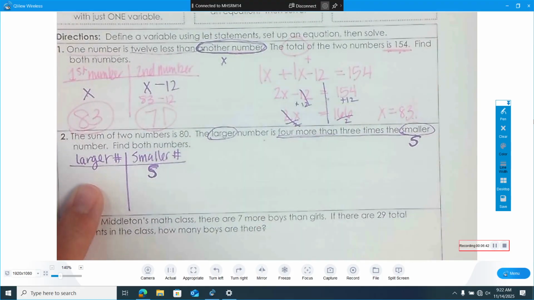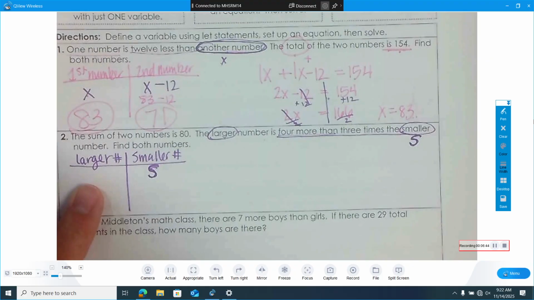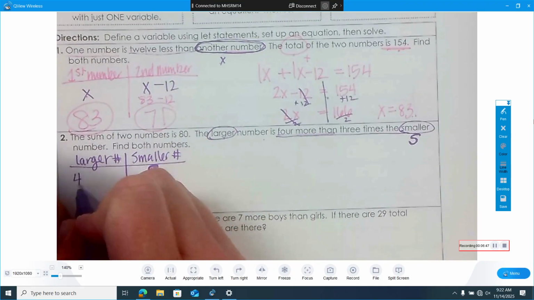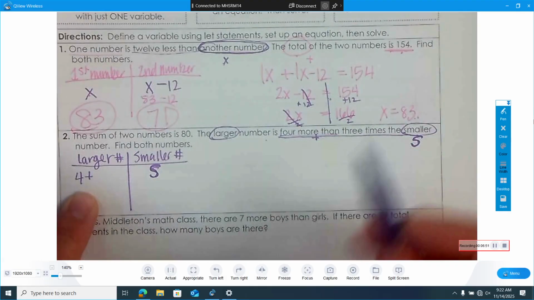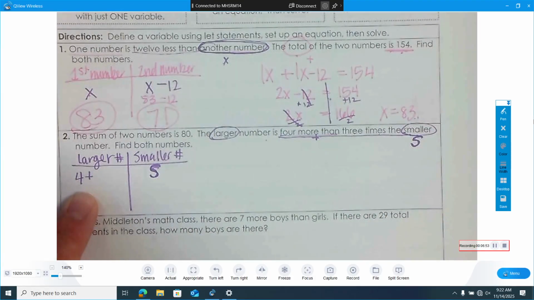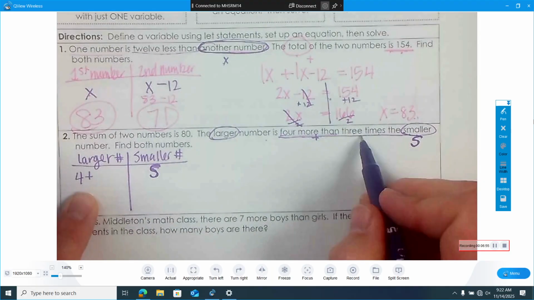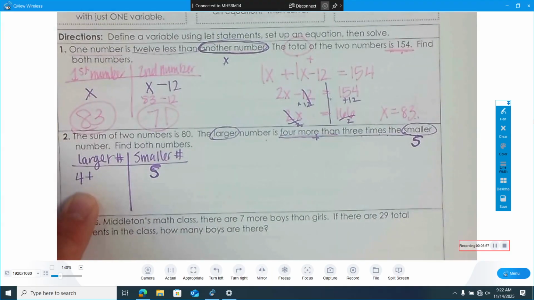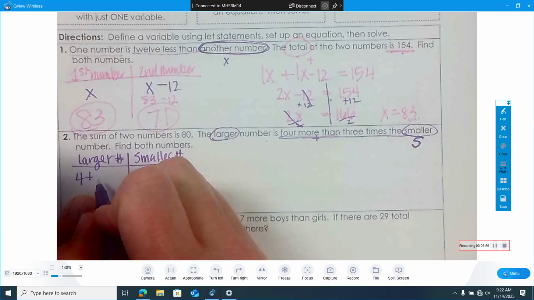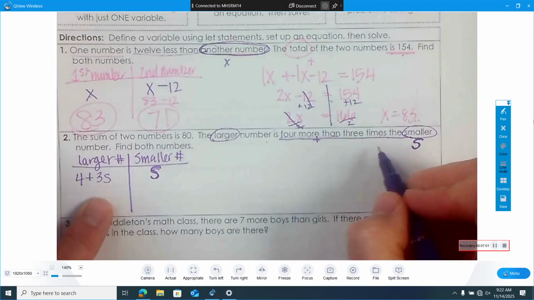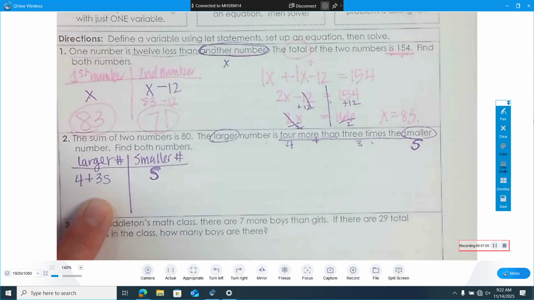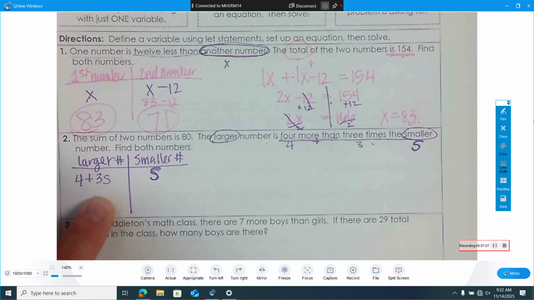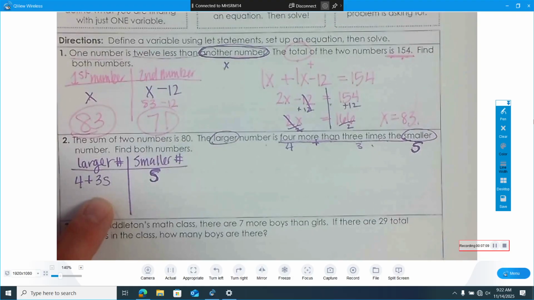What's 4 more than? Adding, yeah, plus 4. So I have 4 more than, so more than is plus, all right. And then 3 times the smaller? What can I write for 3 times the smaller? 3S, yes, 3 times the smaller, 3 times S, absolutely. 4 more than 3 times the smaller. And so you can sort of read it right off.